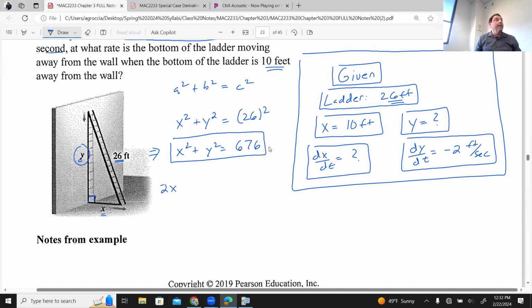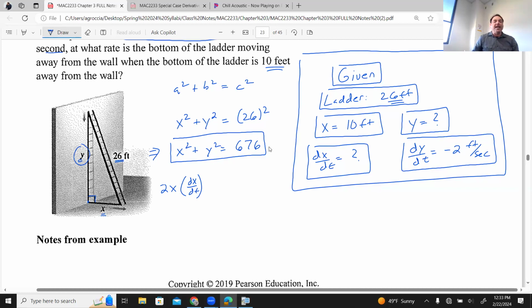2x. Perfect. But this is where it gets a little weird. What we're doing is dx over dt. So we have to include dx over dt because that's the rate. After you take the derivative, you include dx over dt because it's the derivative of x with respect to time. There's now a time aspect going on.